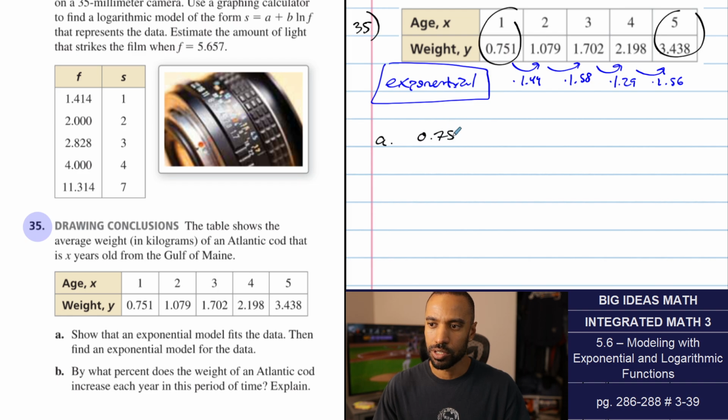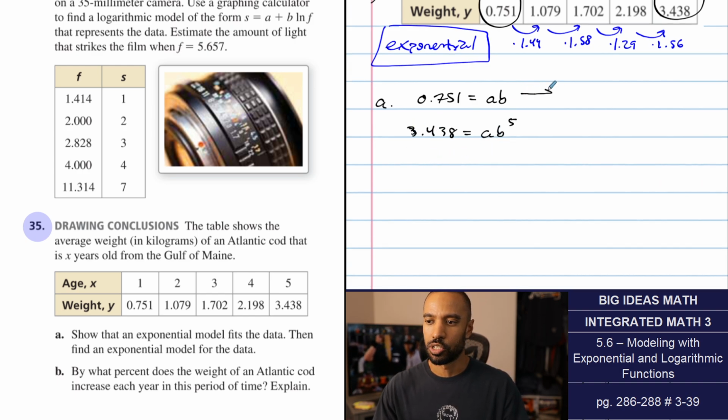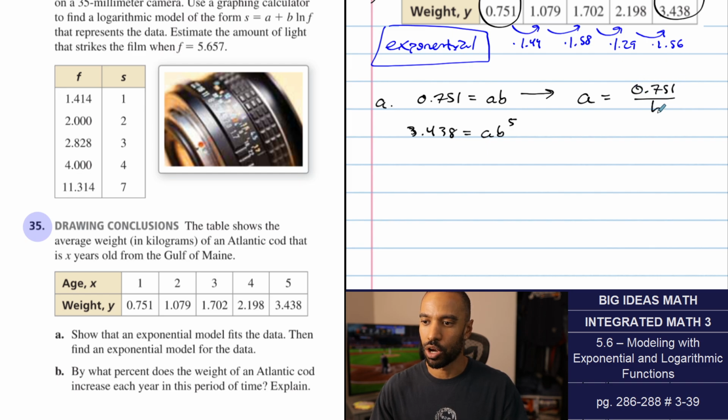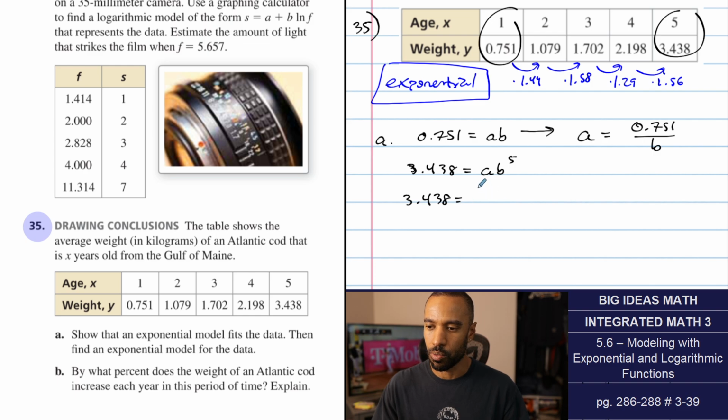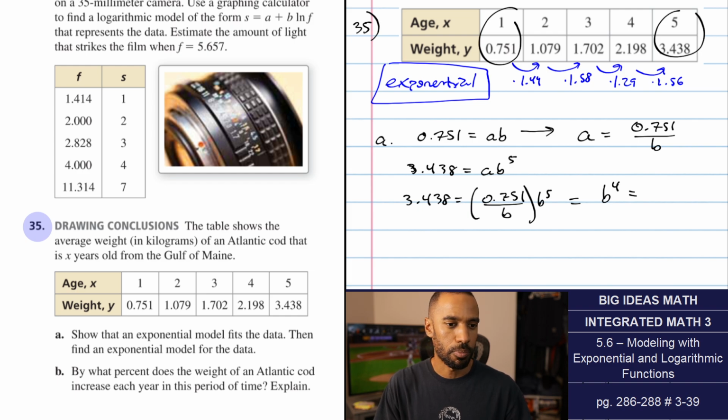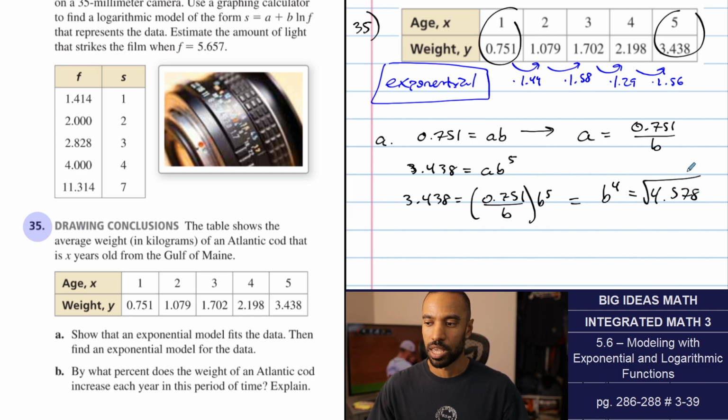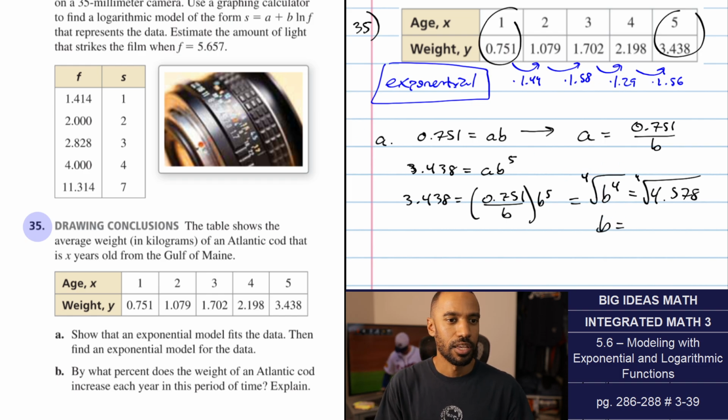So y equals ab to the x power. When you do substitution, we're going to say a equals 0.751 over b. Still 4 questions after this. So by substitution, we'll get 3.438 equals 0.751 over b times b to the 5th. So that'll leave us with b to the 4th. b to the 4th equals, and I'm going to divide 3.438 by 0.751, and I'm getting 4.578. It's rounded. I'm taking the 4th root here. Everything I'm doing is in the calculator. So I'm raising this to the 1/4 power, 0.25 power, and that's 1.46.